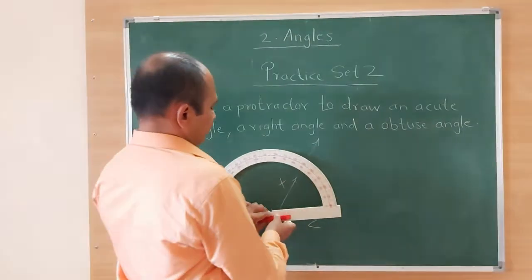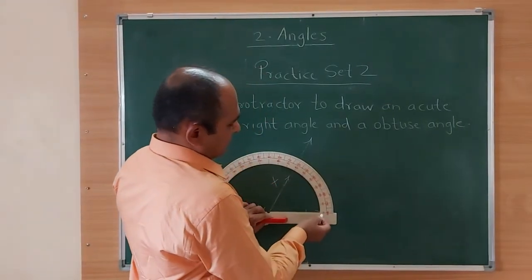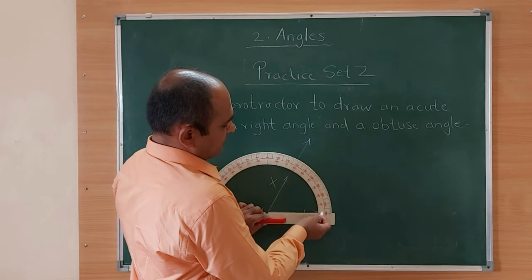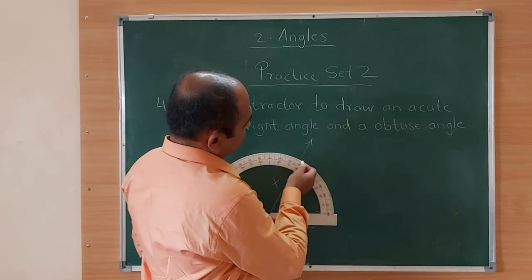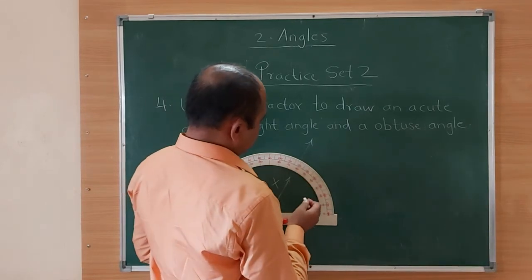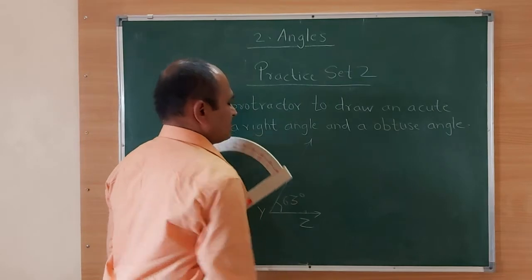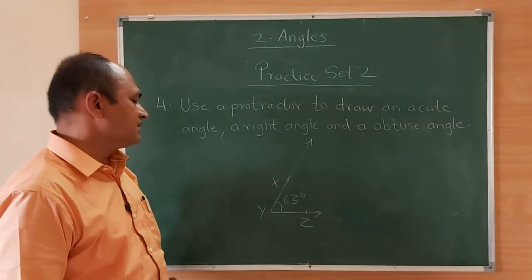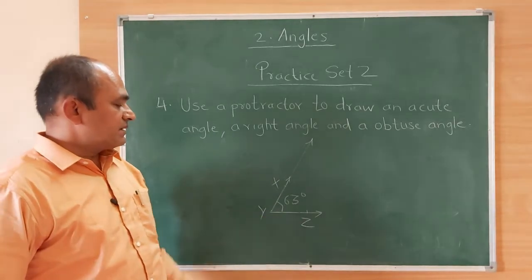So let's start counting from 0. 60, 61, 62, 63. 63 degrees. So this 63 degrees is the measure of angle XYZ.